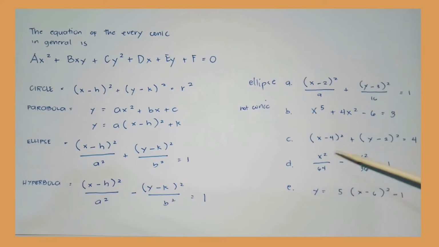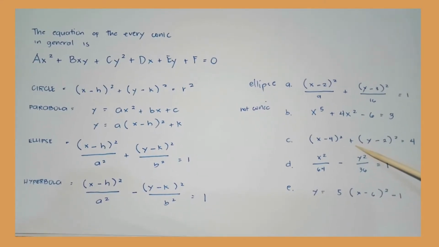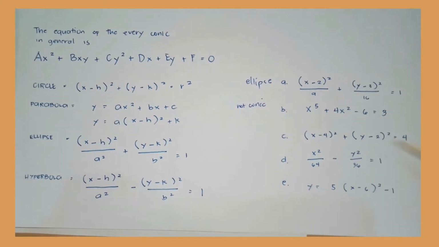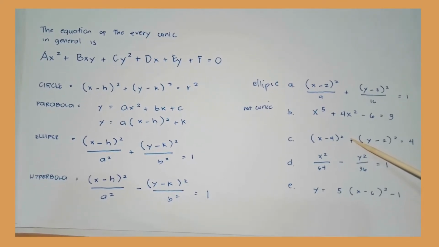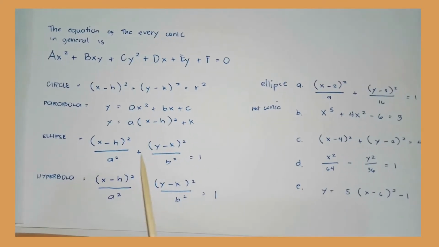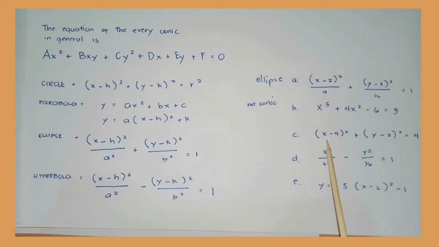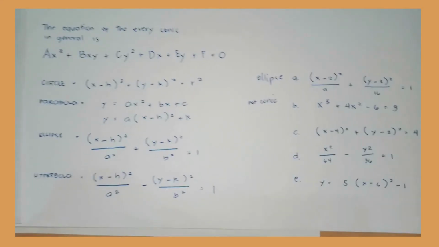Next, we have quantity x minus 4 squared plus y minus 2 squared is equal to 4. Yung gitna niya is plus. Alin ba dito yung merong plus sa gitna? Circle and ellipse. At ito ay hindi naman fraction. So, kasali siya sa circle. Letter C is circle.